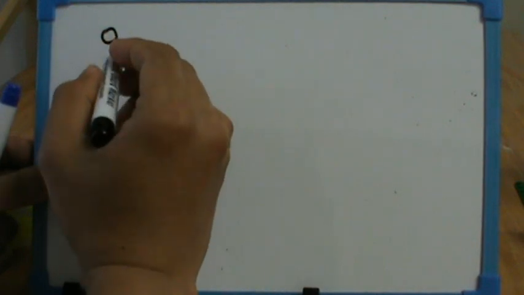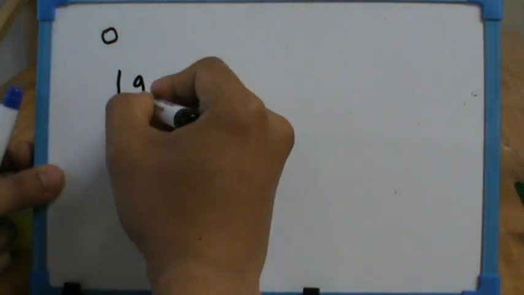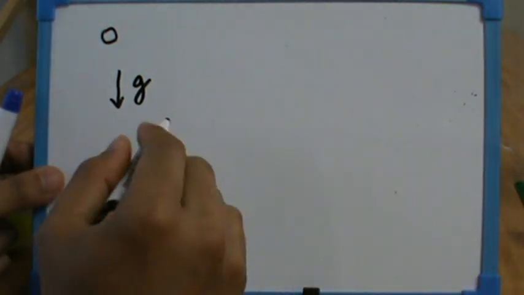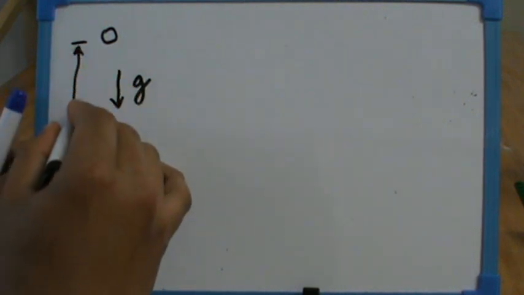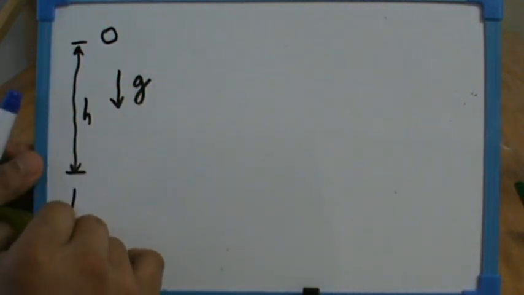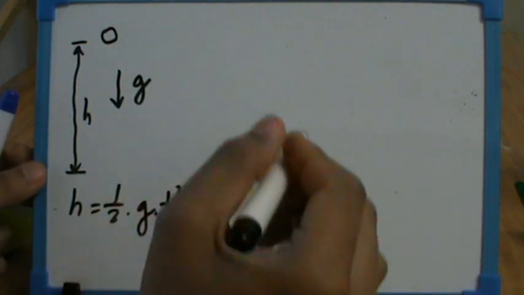Now here we come to the theoretical part. If we have a ball and it's dropped from a zero initial velocity and it's accelerated by the gravitational acceleration g, now the vertical distance traveled by the ball h will be half times g times t square.